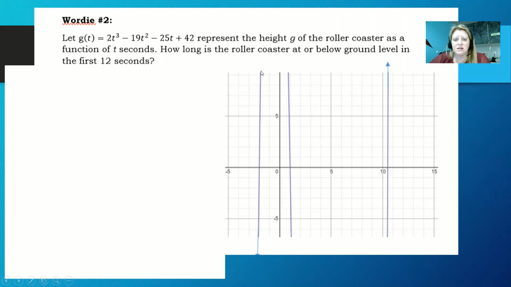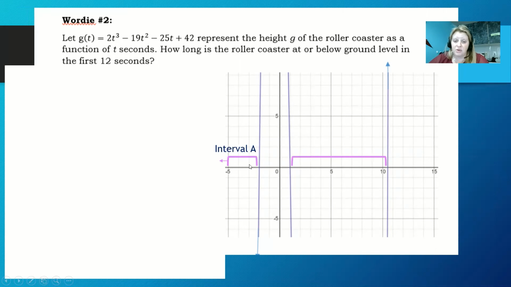The only thing is the little hills here got kind of cut off because I graphed this on Desmos and it shrinks the graph in so much that you can't see it. But this does look like a normal cubic function. Obviously, it's got some manipulations, but it does follow that shape. And I once again want to know when it's at or below ground level.